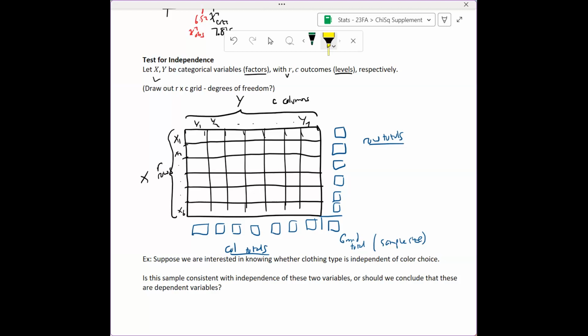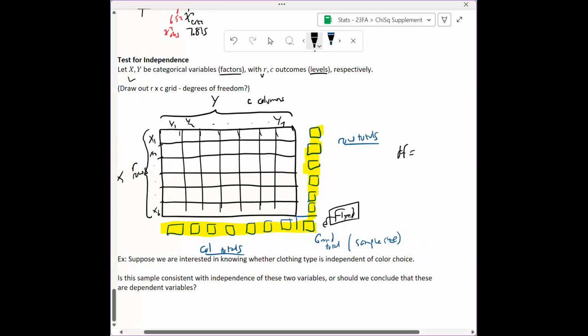Now, importantly, these are fixed. So let me see if I can do a decent job of highlighting these. We take these to be fixed. And now when I compute degrees of freedom, in other words, how many boxes in the interior here could I pick however I want and still allow myself enough flexibility that I could meet all of these column and row totals?